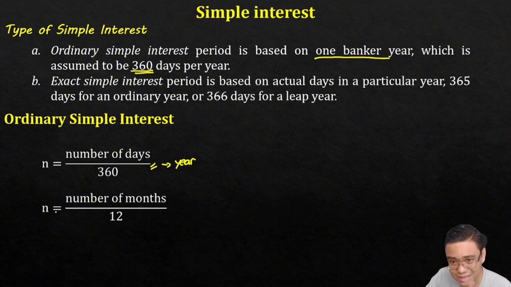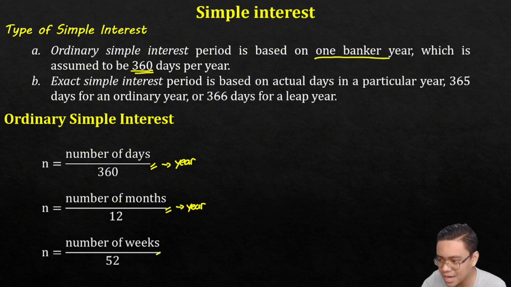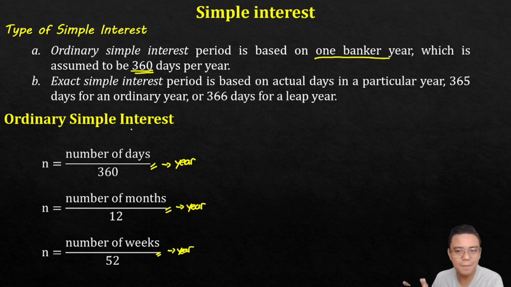Alright. So, what if months naman yung binigay sa inyo? Divide mo siya into 12 months and ang kalalabasan nito, year din, because you are converting it to years. Now, what about kapag weeks naman? 52 weeks, di ba? You're gonna consider that one. So, this is your year here. Alright? So, ganito lang po yung pag-convert natin when it comes to the simple interest.